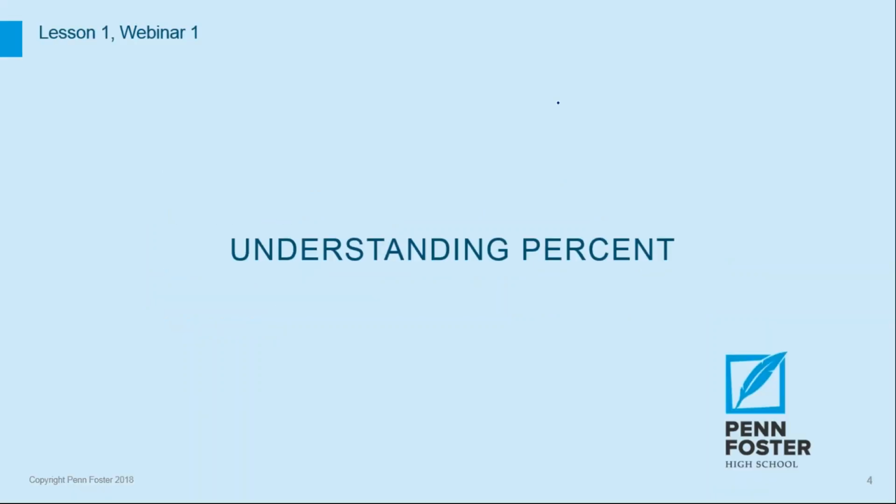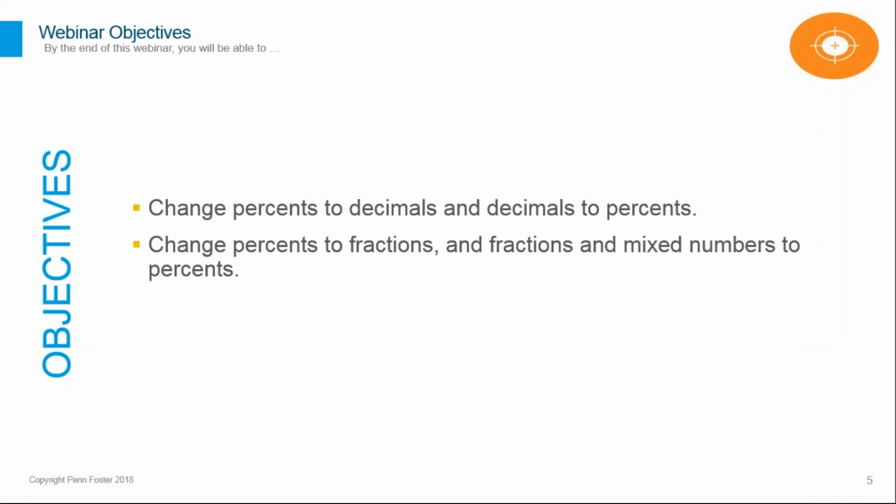Today, we're going to talk about percents. So what is a percent? How can we change a percent from the regular percent form that we know, with a sign, to a fraction or decimal? We're going to understand the different ways to do that. So today we're going to focus on changing percents to decimals and decimals to percents. Also, we're going to look at how to change percents to fractions and how to change fractions, or sometimes mixed numbers, to percents.